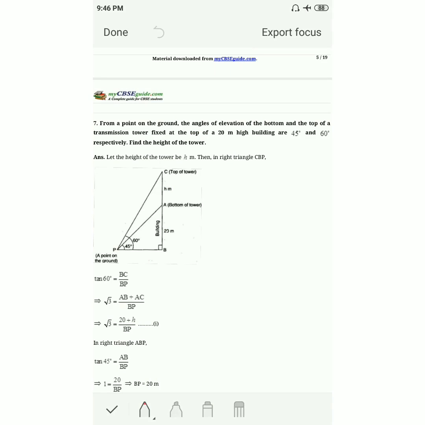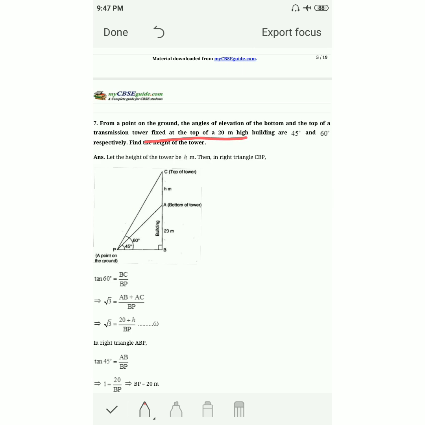Question number 7. From a point on the ground, the angle of elevation of the bottom and top of a transmission tower fixed at the top of a 20 meter high building are 45 and 60 degree respectively. Find the height of the tower. So first of all we need to draw the figure. It is given that a transmission tower is fixed at the top of a 20 meter high building.